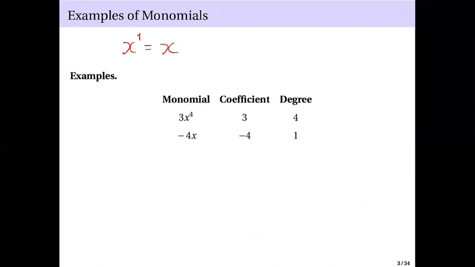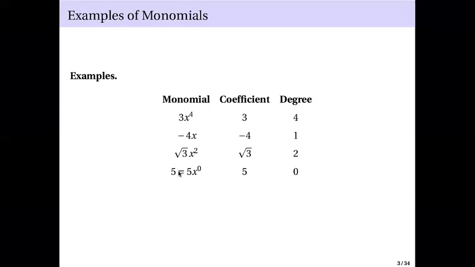Next, we have square root of 3 times x squared. The coefficient is the square root of 3, and the exponent is 2. So the degree of this monomial is equal to 2.